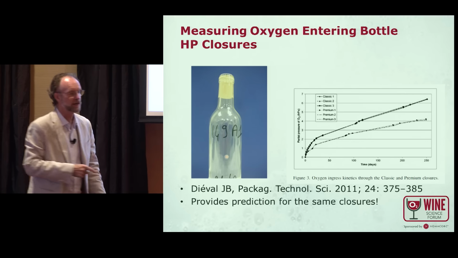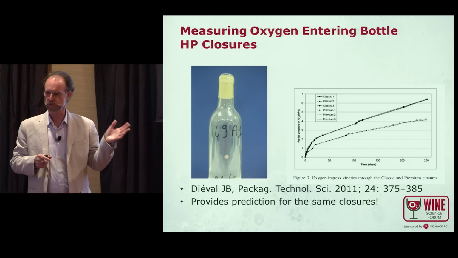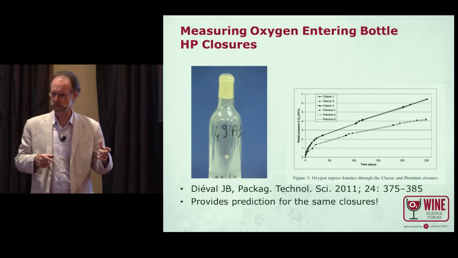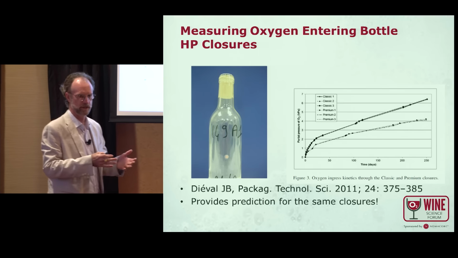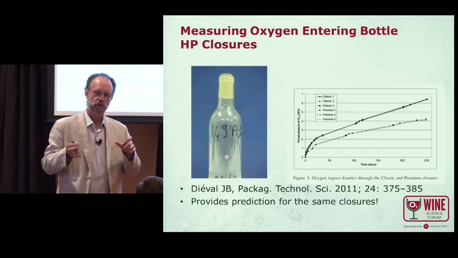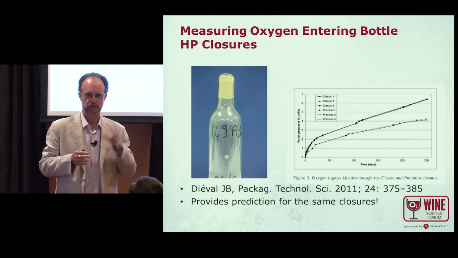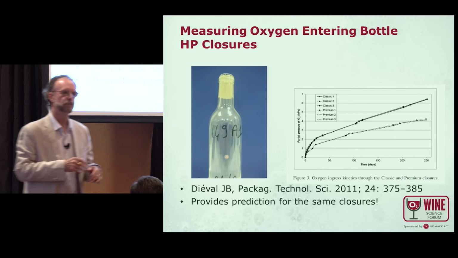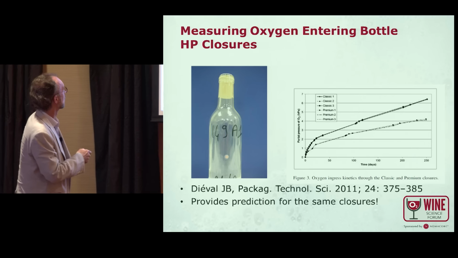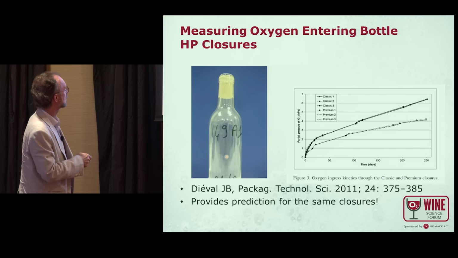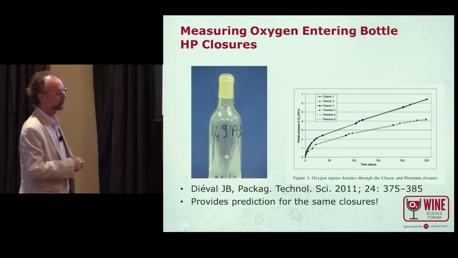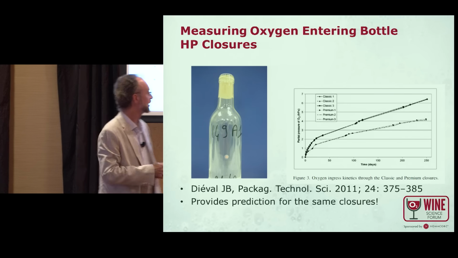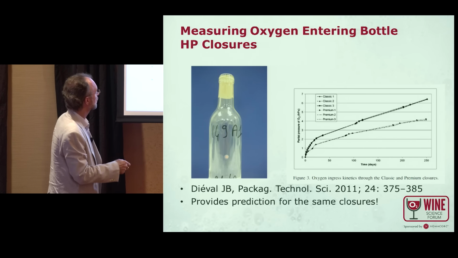So what we do is we take some closures which are reproducible, and here HP means high performance closures like a synthetic Nomacorc, which is fairly reproducible. If your closures are not the same one to the other, then this technique doesn't really work. You have to have consistent closures. So what we're doing is we put a closure in a bottle, we fill the bottle with nitrogen, then we put the closure on, and then we watch oxygen appear. That tells you how much oxygen is coming into the bottle.